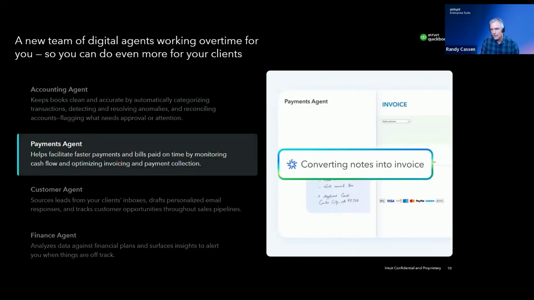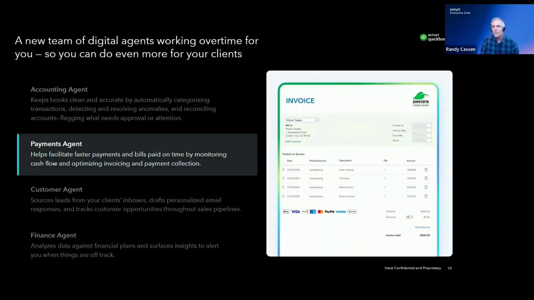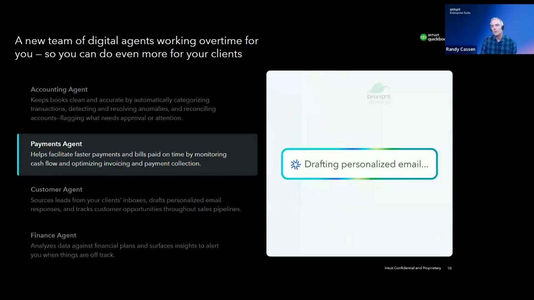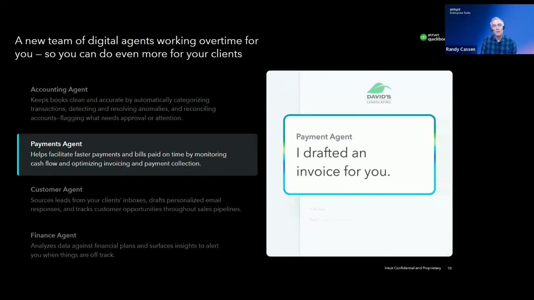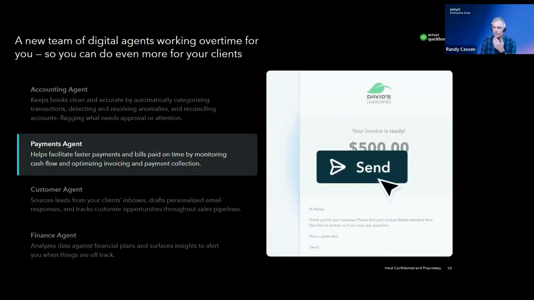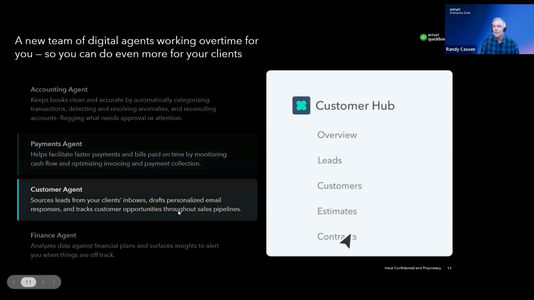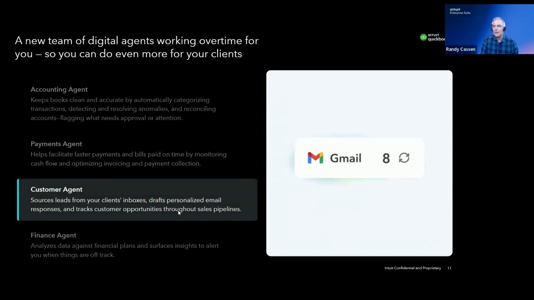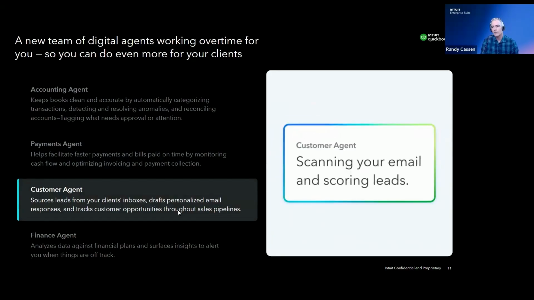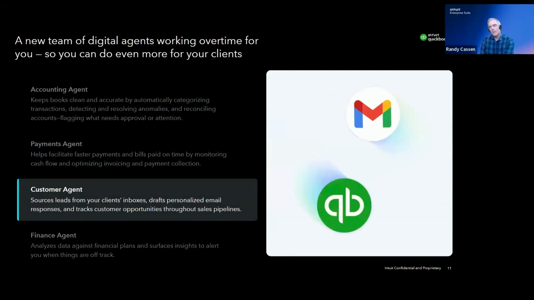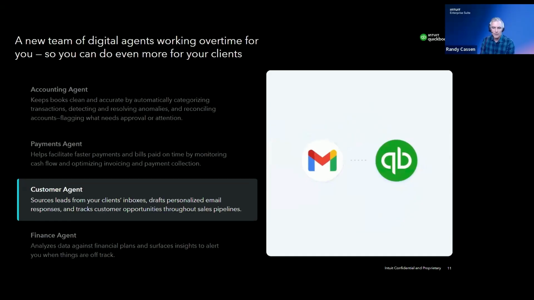Looking at payments agent real quickly, right? Converting notes to estimates or to invoices, and then that ability to have some of these drafted emails to go out to help get paid faster. Sometimes our customers aren't the best at asking to get paid. Now, here's that customer agent we talked about with the leads and being able to scan the email. The vignette here is around Gmail, but we did announce, I believe, at the end of August that Outlook should now be able to connect as well.